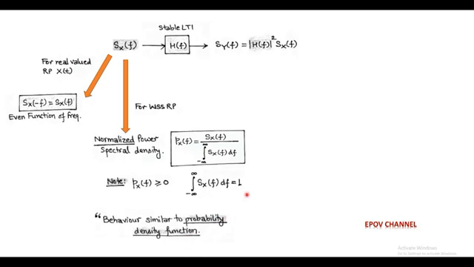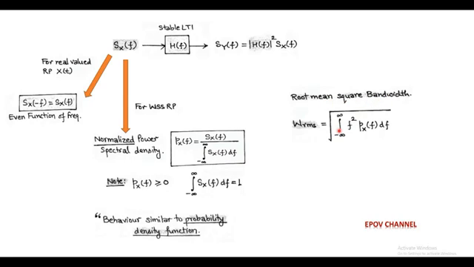In a stable LTI system, we can also find the root mean square bandwidth, and it is determined using normalized power spectral density, as W_RMS equals the square root of integration f square P(f) df. In place of P(f), we can write the ratio S(f) upon integration S(f) df. And this is the expression of root mean square bandwidth.